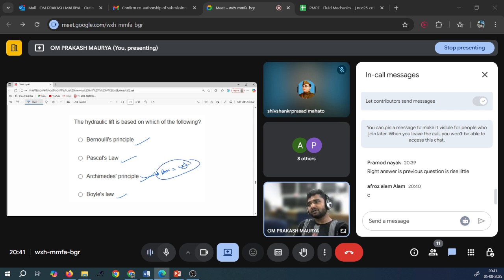But here we are talking about the hydraulic lift, not such kind of things. So definitely Archimedes principle will not be correct. The correct answer will be Pascal's law. How? What is Pascal's law?